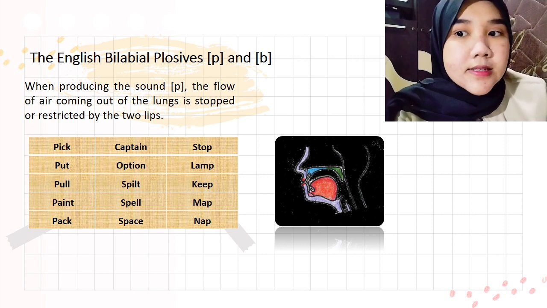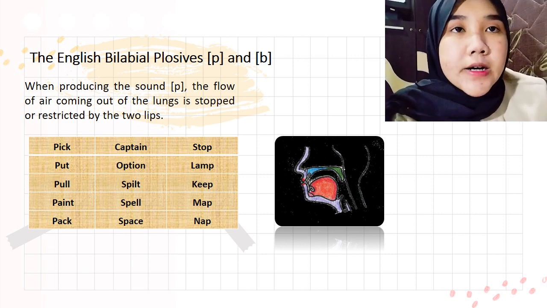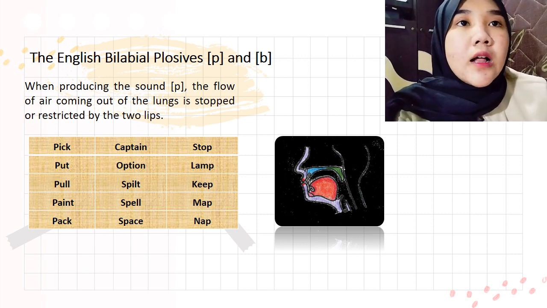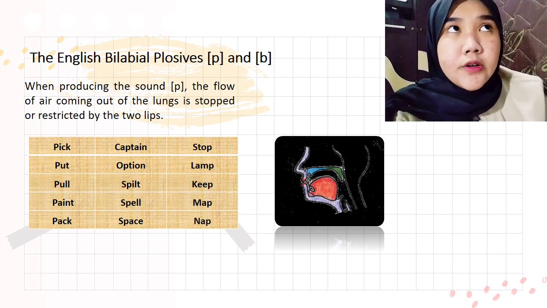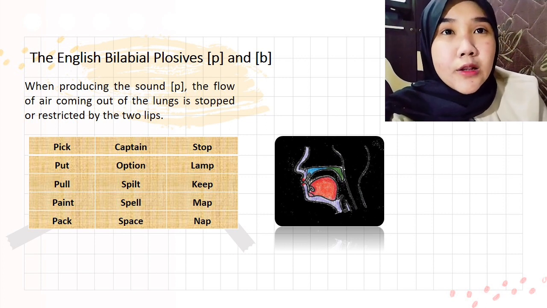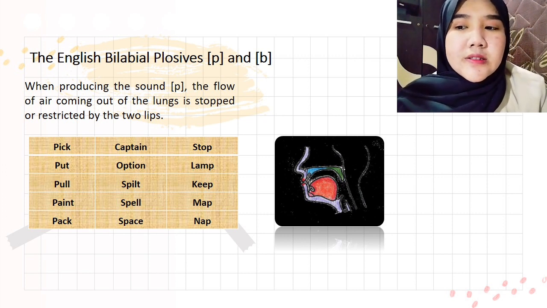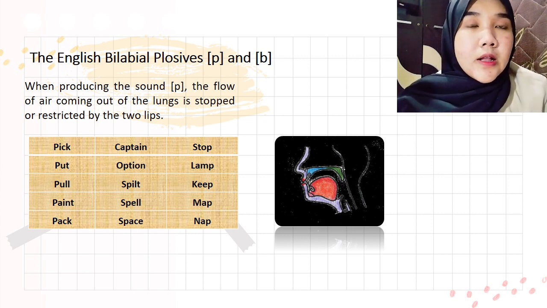In English, the voiceless bilabial stop p is distributed in all word positions. It can be found in the beginning, in the middle, and in the end. Look at the examples. This is an example of the English bilabial plosive.